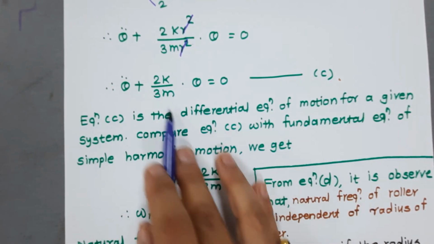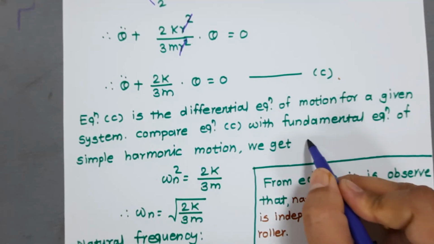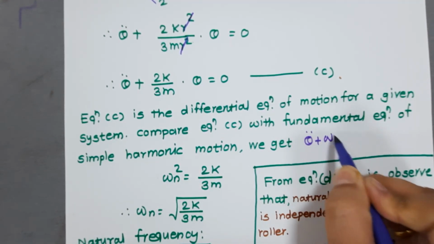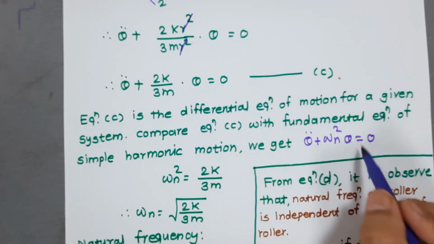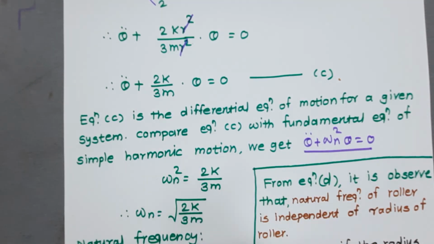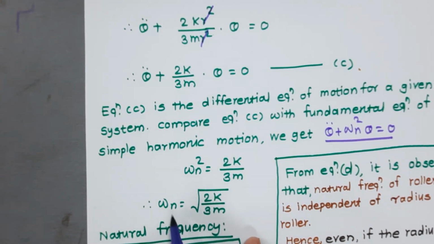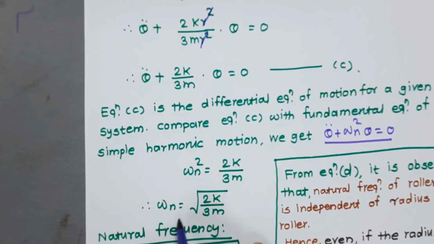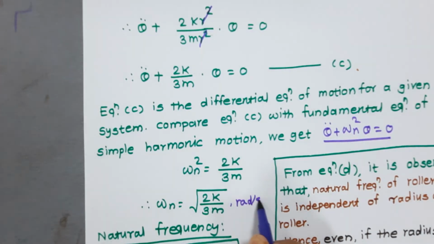Now compare this equation C with the fundamental equation of simple harmonic motion. Which fundamental equation will it be? θ̈ + ωn² θ = 0. After comparing equation C with this equation, we have ωn² = 2k/3m. This is your circular natural frequency equation. Removing the square, we have ωn = √(2k/3m) radians per second.